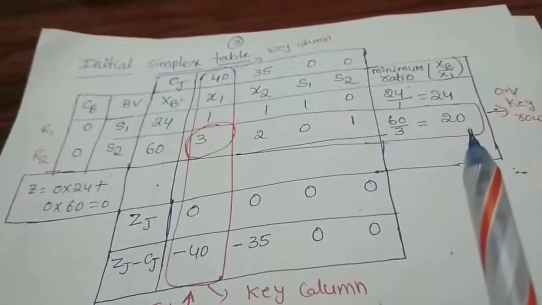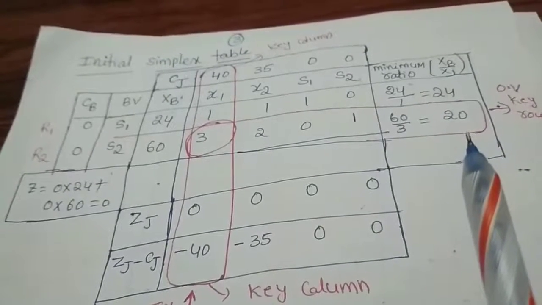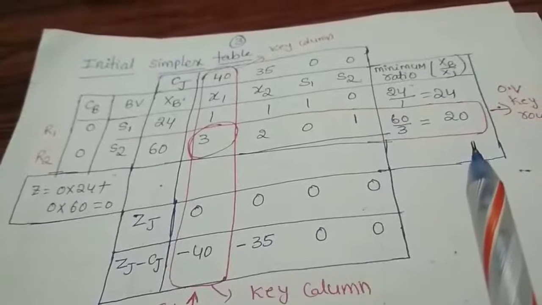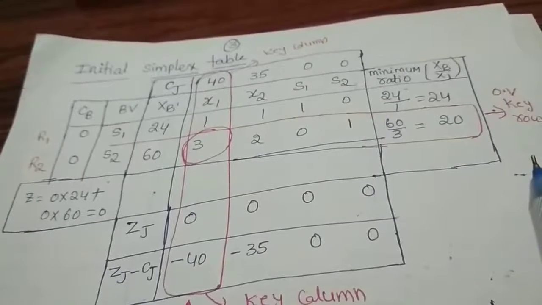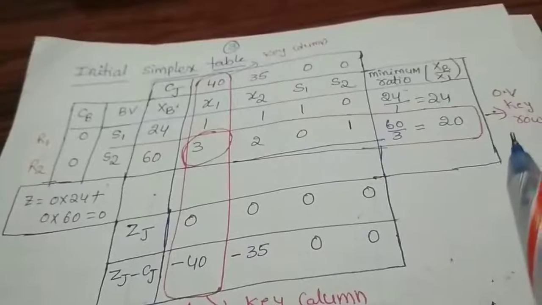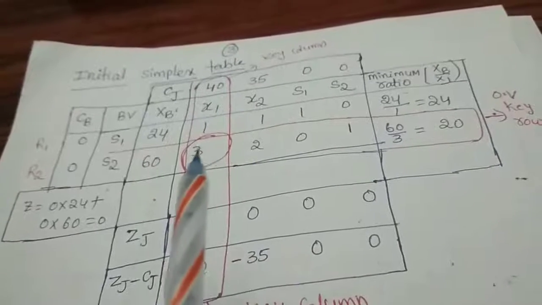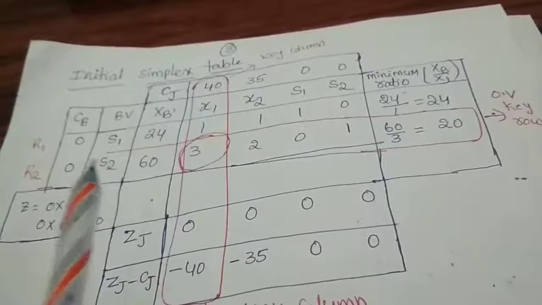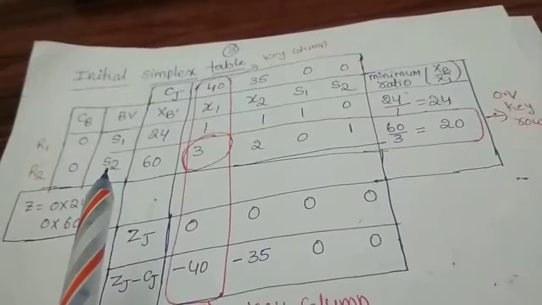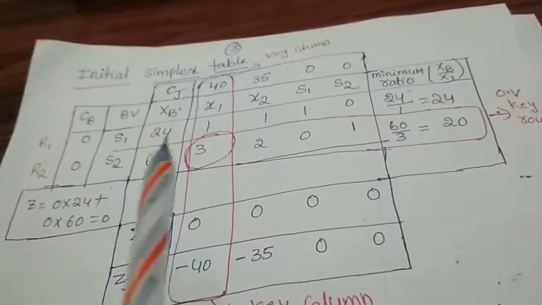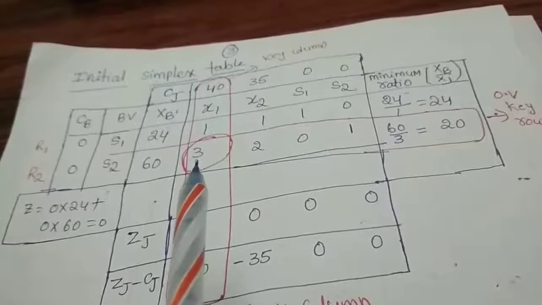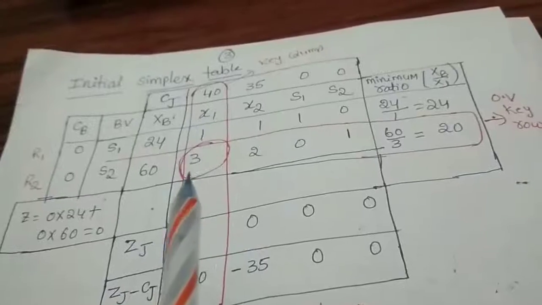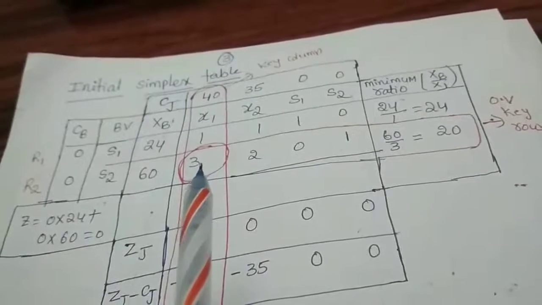Now here also we consider the minimum positive value. Here the minimum positive value is 20. Therefore we are giving this as the key row, also known as the outgoing variable. Outgoing variable means in place of s2 variable, x1 variable comes here. That is the first step. Next, we are converting this key element to 1, and the above values and below values we are converting into 0.